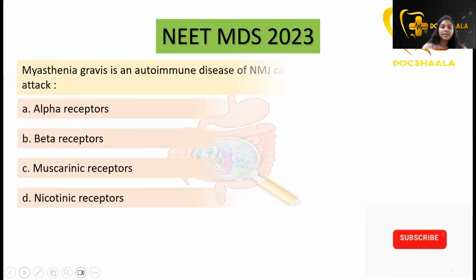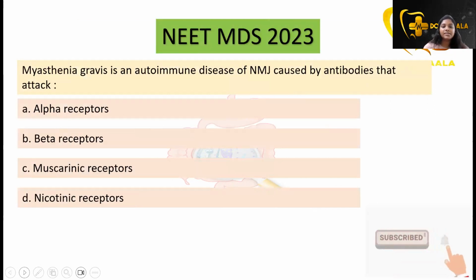So let's see the NEET MDS question. Myasthenia gravis is an autoimmune disease of the NMJ which is caused by antibodies that attack acetylcholine receptors. Which kind of acetylcholine receptors? Nicotinic acetylcholine receptors are affected in myasthenia gravis.